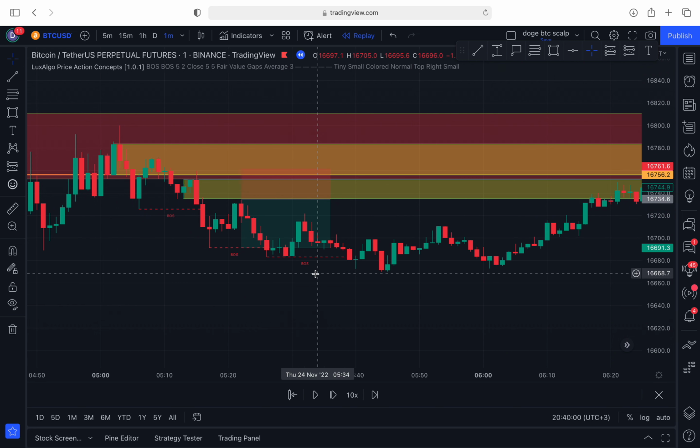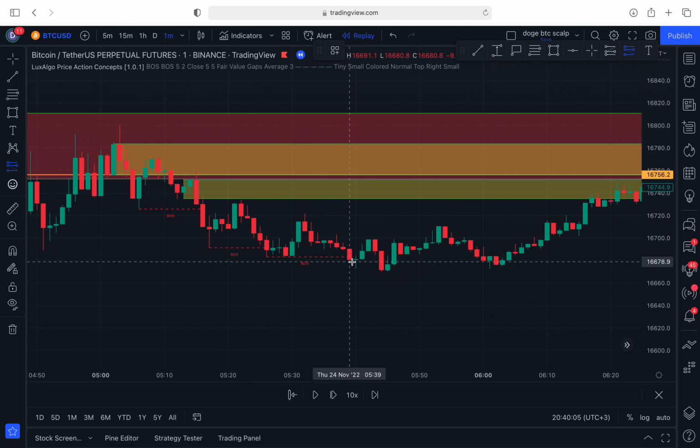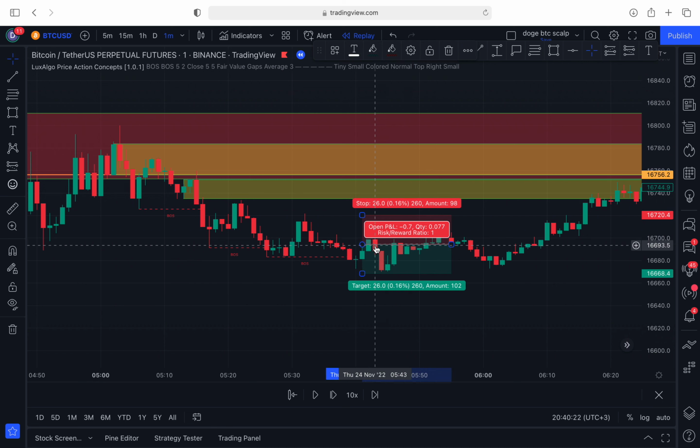Now again, we have another BOS. Awesome. Let me just get rid of this. Now do the same principle. We do not enter here. We wait for the price to hit this candle that formed this BOS. So now we go up, boom. On this candle we hit it. We entered our entry zone. Now we can short it.